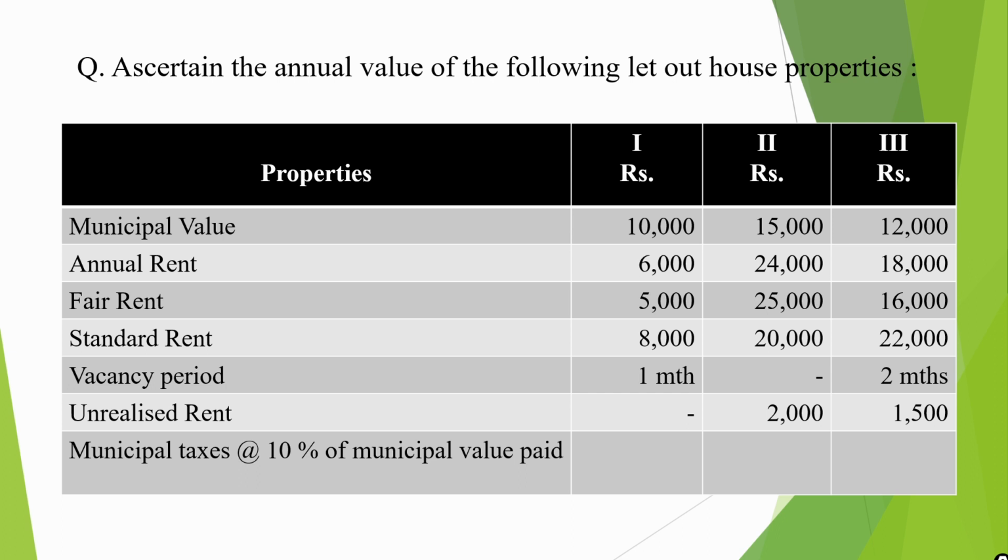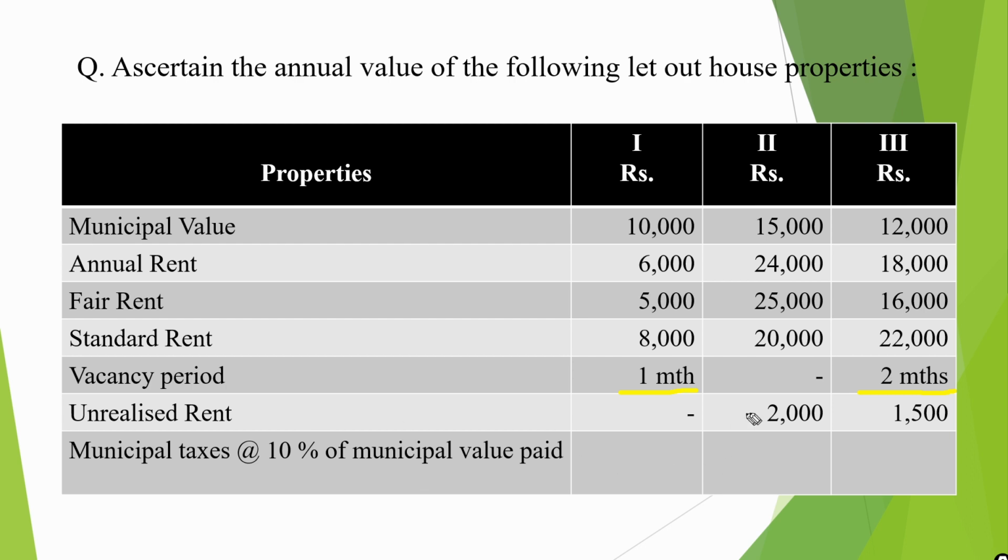First, we have to read the problem, what information has been given related to these 3 house properties: house property 1, house property 2, house property 3. Information related to municipal value, annual rent, fair rent and standard rent is given in this way. Vacancy period for house property 1 is 1 month. There is no vacancy for house property 2. In case of house property 3, it is 2 months.